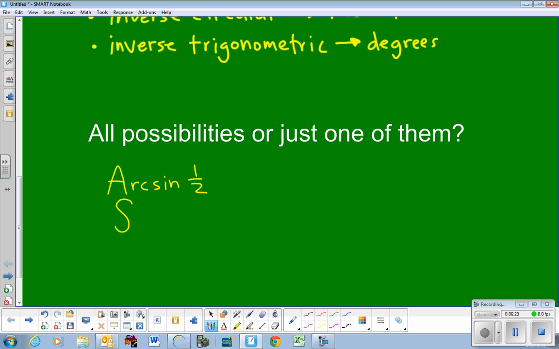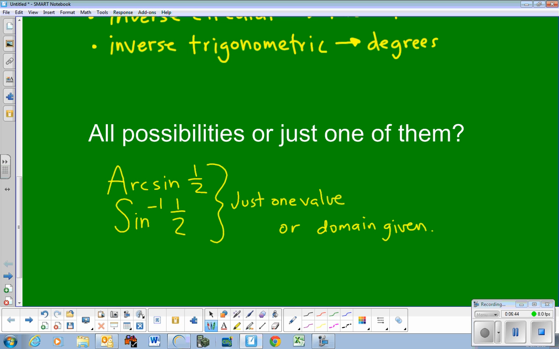either the A in arc or the S in sine inverse if they want just one value. Or there will just be a domain given. So they'll say arc sine of 1/2 between negative 90 and positive 90 degrees. We'll talk about that in just a second.